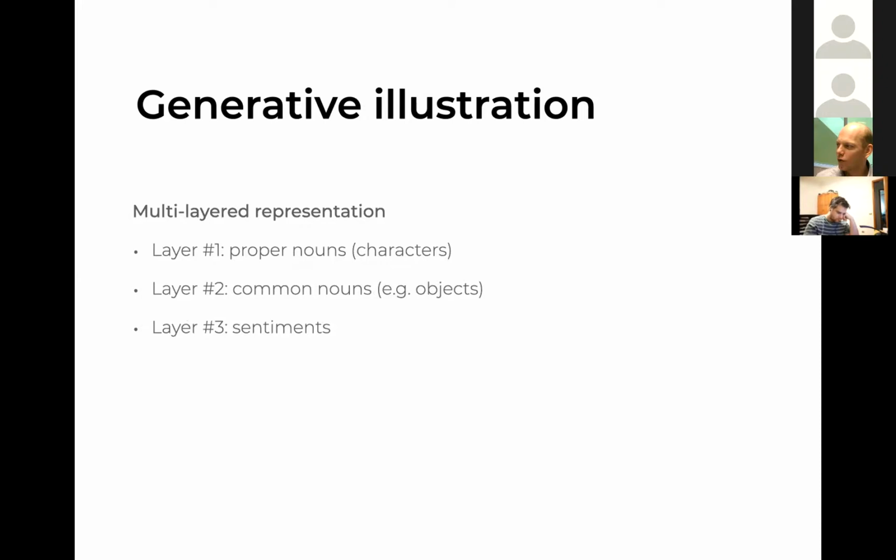Regarding the multi-layered representation, we create three layers. The first layer represents characters. So we tag proper nouns, and from the proper nouns, we identify characters. The second layer contains common nouns, which can be objects, for instance. And there is a third layer, which is a background. The third layer reflects the sentiment of the story or of the scene. So we have these three layers.